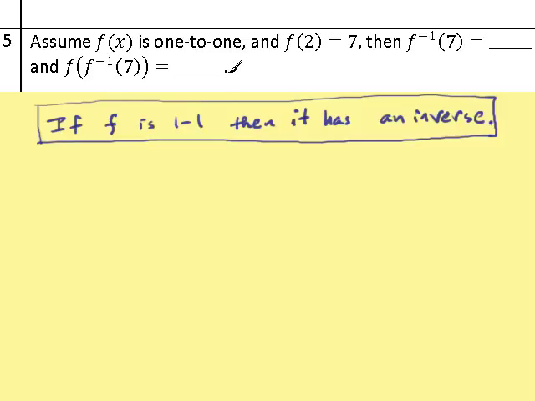So in this problem number 5, it says assume f of x is one-to-one, so then we can talk about f inverse over here. All right, so it says assume f of x is one-to-one and f of 2 is equal to 7, then what's f inverse of 7?